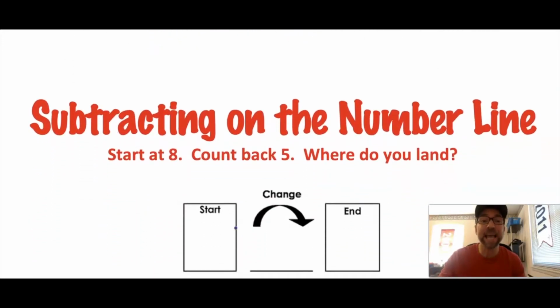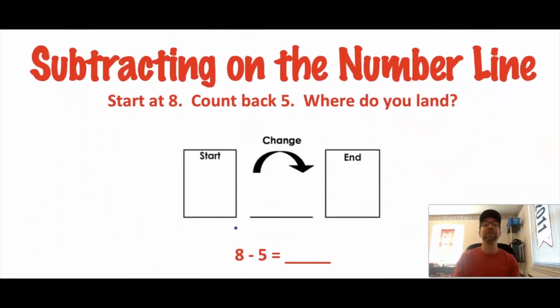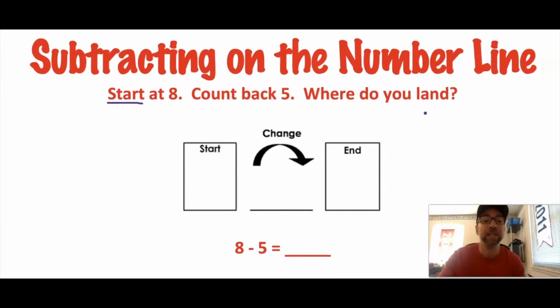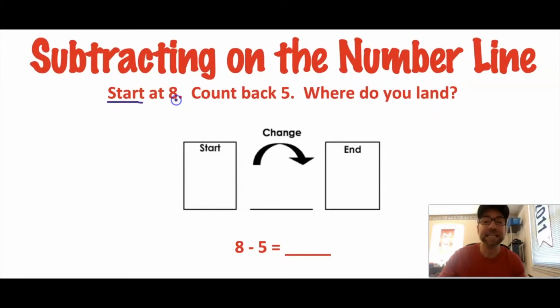Because just like we can add on the number line, we also can do some subtracting on the number line. Let's take a look at our first subtraction problem. Start at 8, count back 5. Where did you land? Now this one is our easiest type of problem. It's the one we've been working on the most. Let's see if we can fill in our start, change, end.